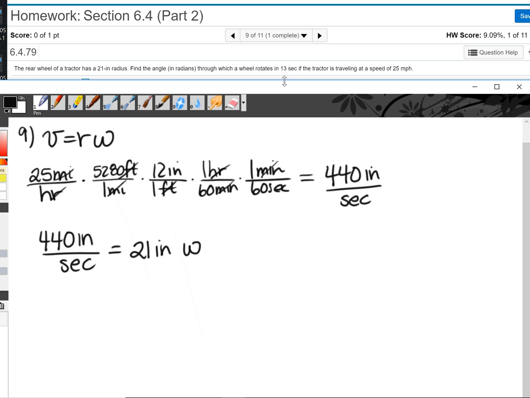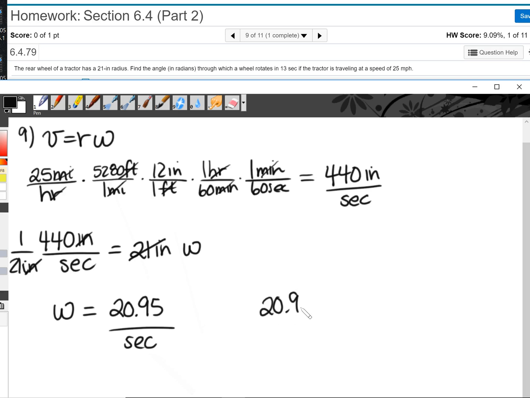If I have the number of radians per second and I want to know how many radians in 13 seconds, I'm just going to multiply by 13. So divide by 21, or multiply by 1 over 21 if you want to see that your inches cancel. So 440 divided by 21 is about 20.95. So my angular speed, how many radians I go through in 1 second, is 20.95 radians per second. So how many radians in 13 seconds? We'll take that 20.95 per second and multiply by 13 seconds over 1. Do you see you're going to be left with radians? In mine I get about 272.38 radians traveled in 13 seconds.